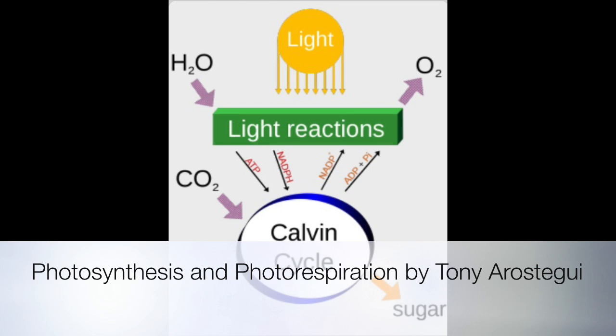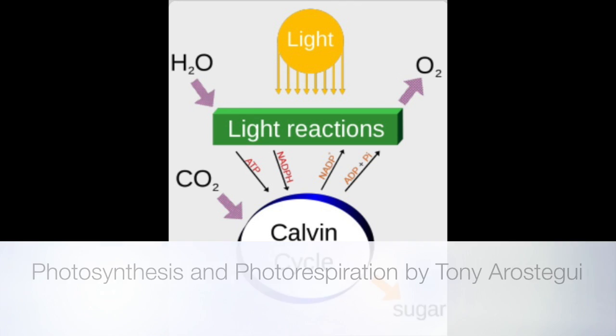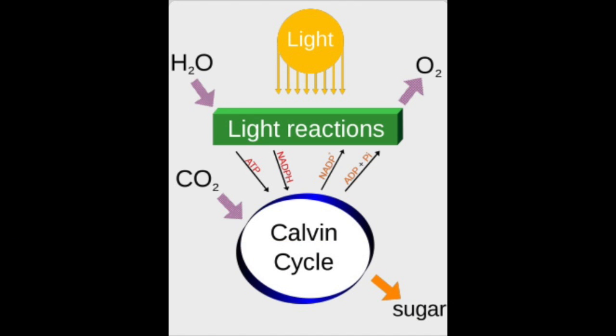Here is a review of the key concepts of photosynthesis. In plants, photosynthesis is used to convert light energy from sunlight into chemical energy, glucose. Carbon dioxide, water, and light are used to make glucose, oxygen, and water.